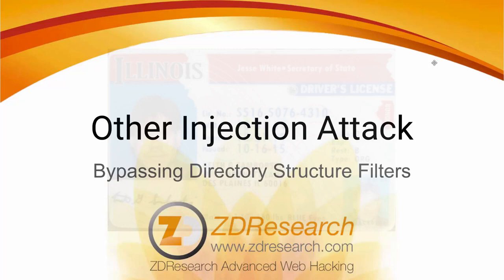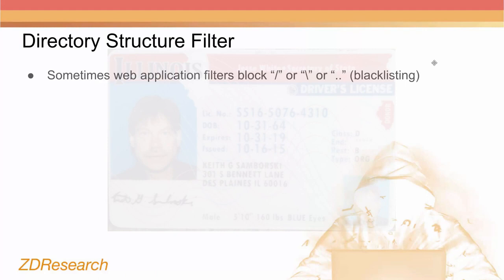In this lecture, we're going to talk about bypassing directory structures. The previous one was file structure filters, but this one is for directory structures, which is much more common and is very important because the application usually filters slash, backslash, and dot dot, which allows you to traverse the directory structure. But there are other ways to traverse the directory structure, and it's very important not to rely on this simple blacklisting to prevent access to the file systems.